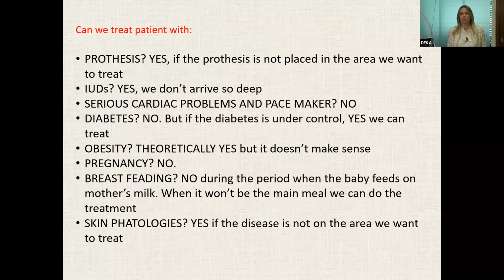The main questions that I normally receive are these. So can we treat a patient with prosthesis? Yes, if the prosthesis is not placed in the area that we want to treat.